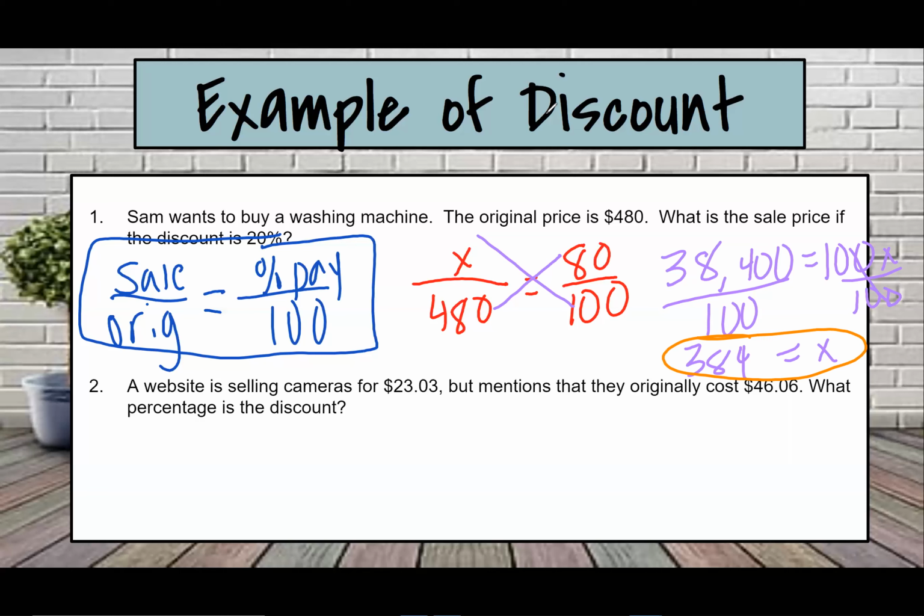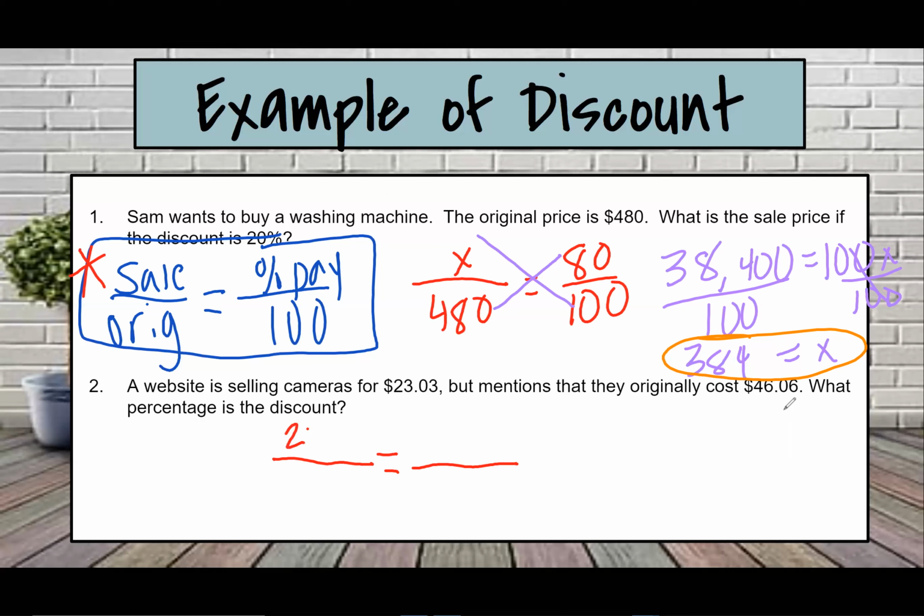A website is selling cameras for $23.03, but mentions that they originally cost $46.06. What percentage is the discount? So let's go back to, I'm going to star this, because we're going to use the same thing. Sale over original equals percent you're paying over 100. So we're going to set that up. They're selling it for $23.03 and original price is $46.06.